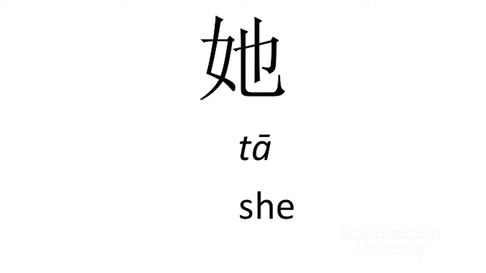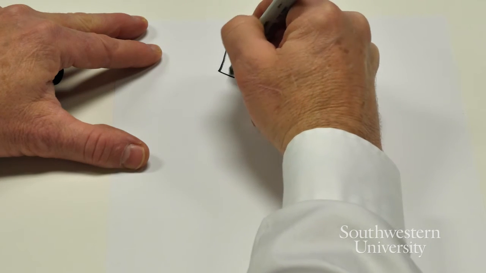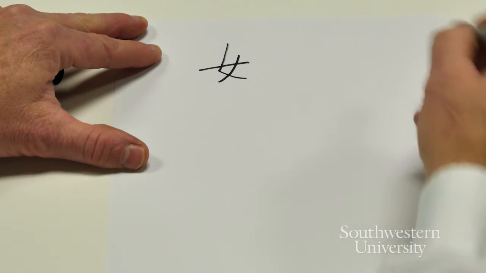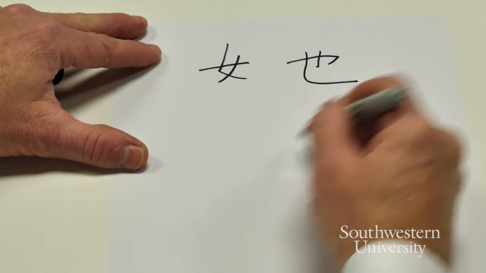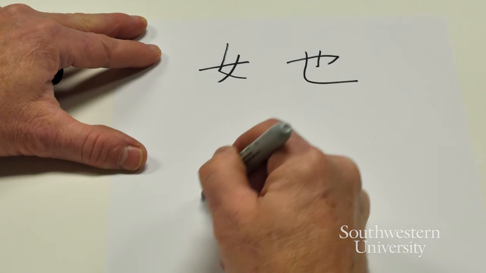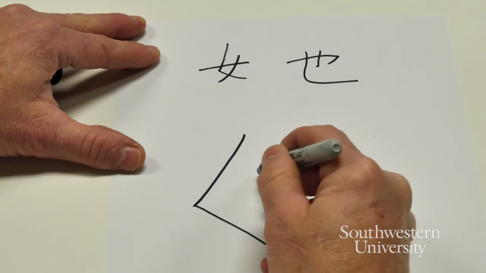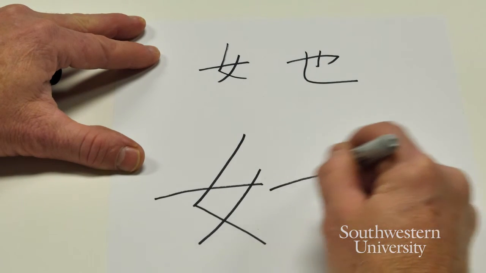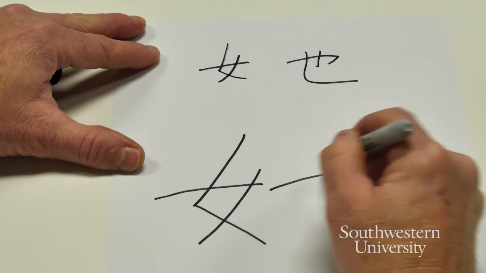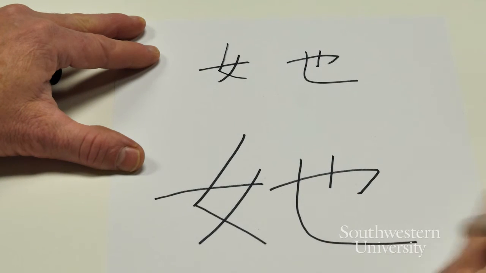Then we have ta, which is the radical for woman, with the phonetic ye, or also. Ta. So this is she, her. Ta.